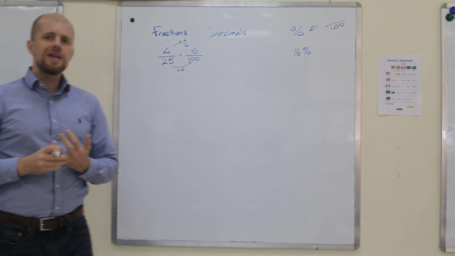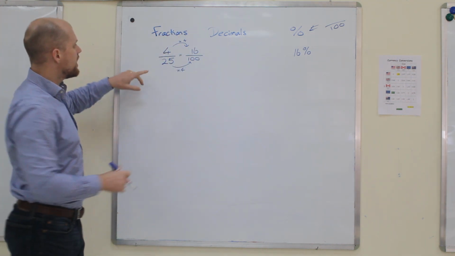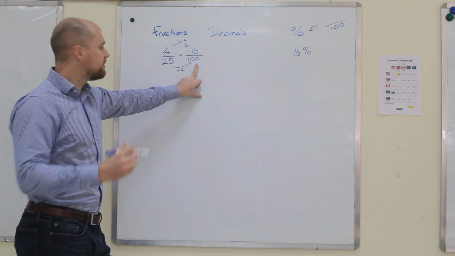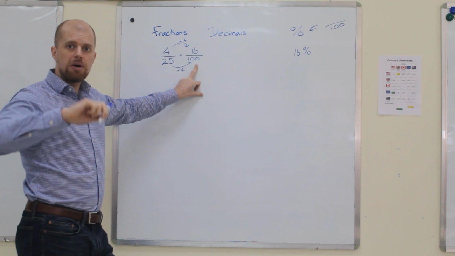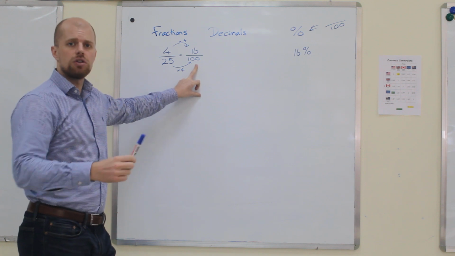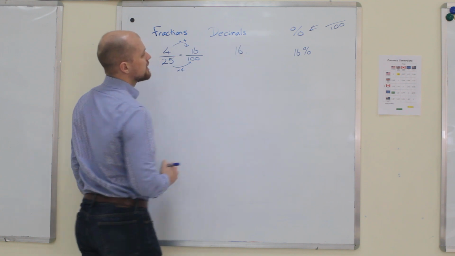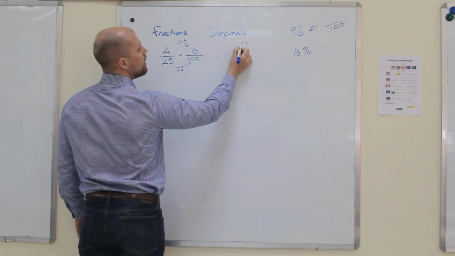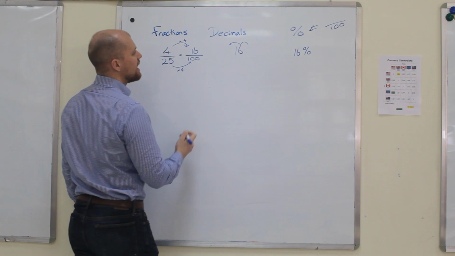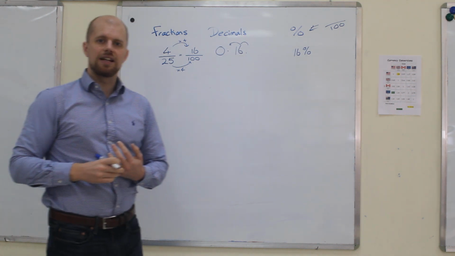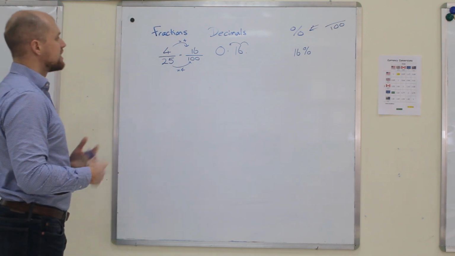To convert to a decimal, the easiest way is to come from this fraction here. You actually do 16 divided by 100. If you divide by 100, you move the decimal place back twice. So from 16, the decimal point would have been there. I move it back twice, move it to the left twice, which gives me 0.16.